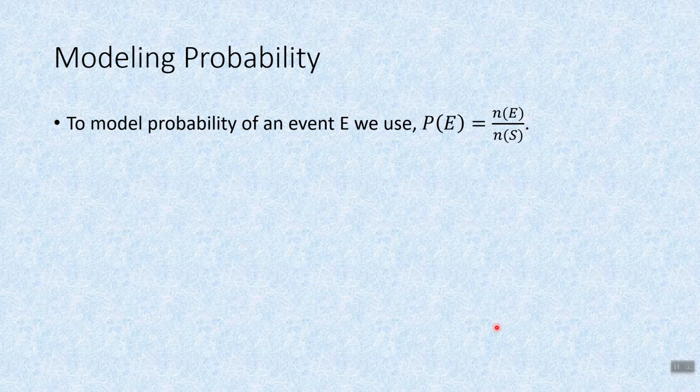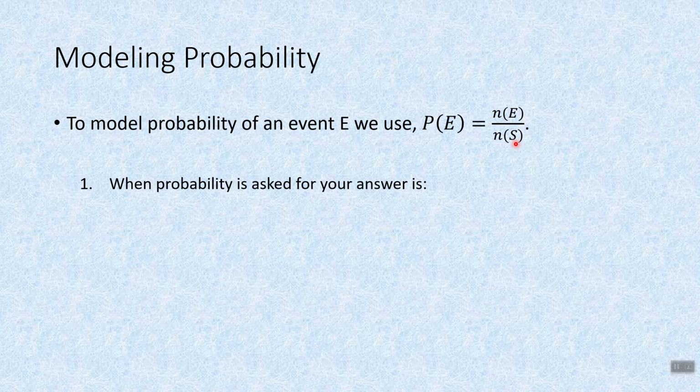Let's start by modeling probability. Now, we know that to model probability of an event E, we use the notation the probability of E is the number in E divided by the number in S. So the number of ways the event E could happen divided by the number of ways the entire sample space can happen.